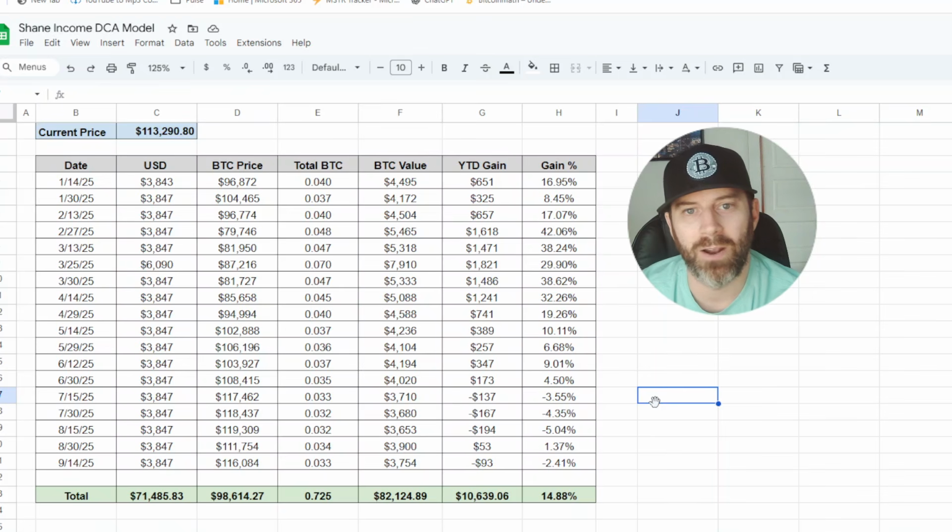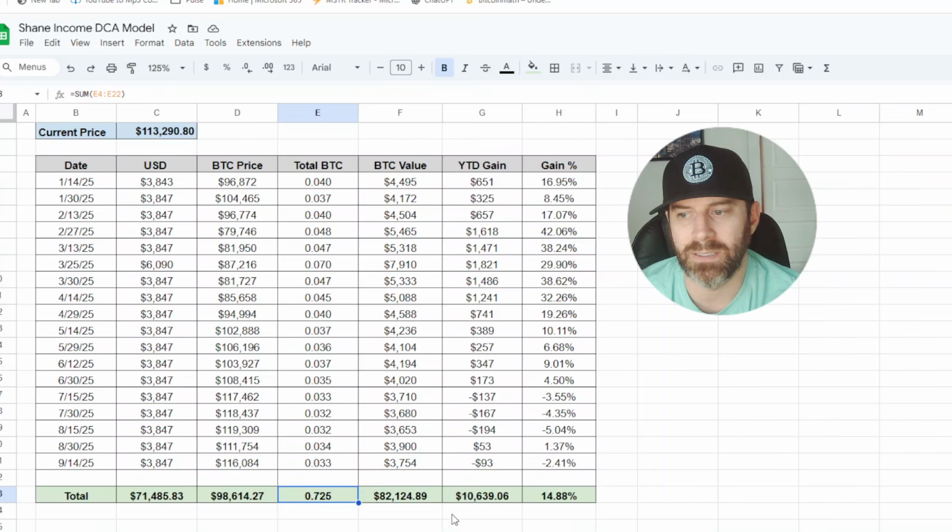But when you add it all together over the course of the prior almost 10 months now, it's allowed me to accumulate 0.725 Bitcoin, right? And give myself ultimately a 15% raise if I'm looking at the value of that Bitcoin compared to what I was actually paid.